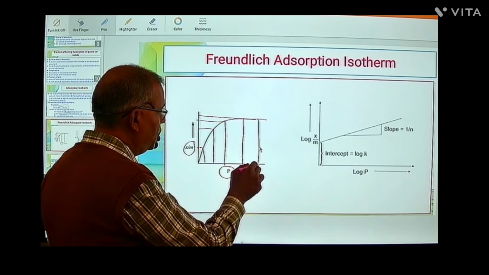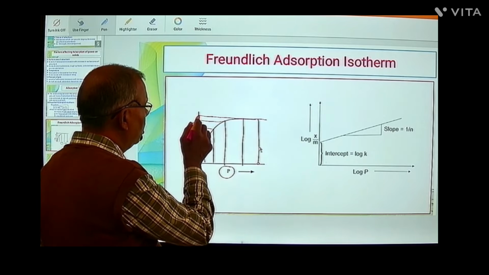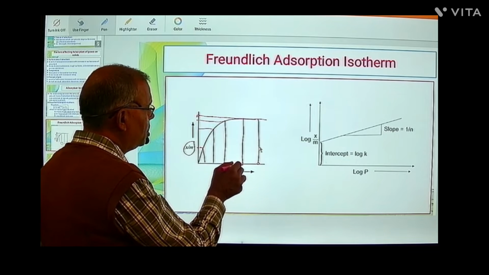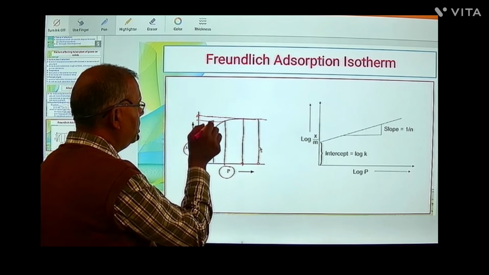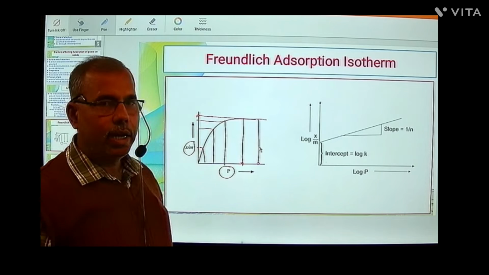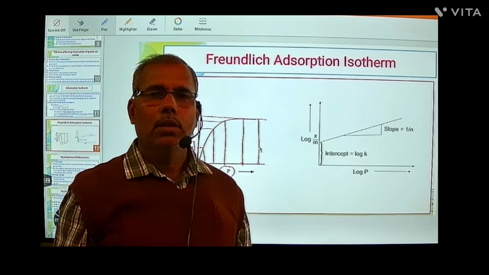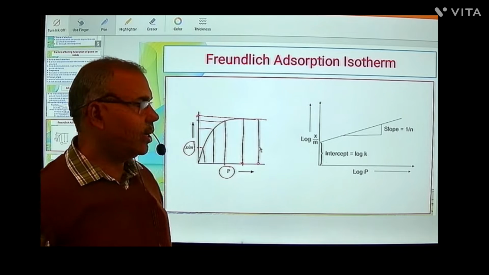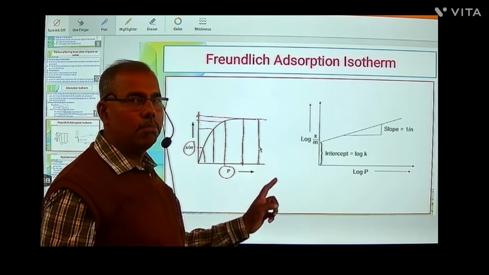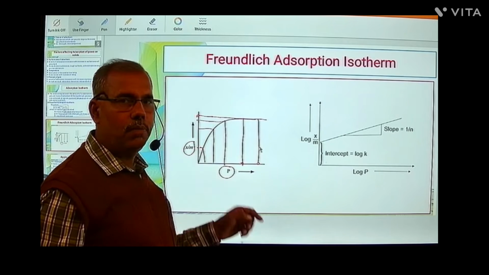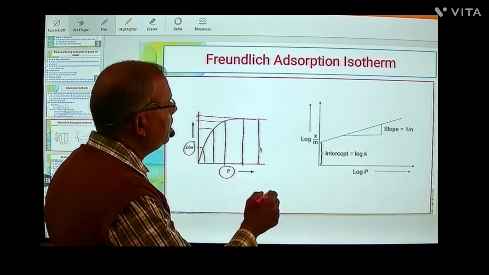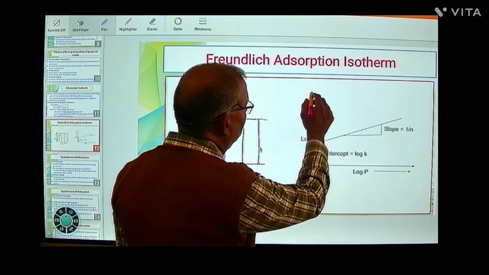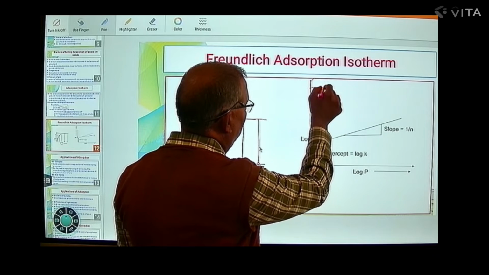Here at this high pressure also the value is same. Here at this pressure also the value is same. That means at high pressure the adsorption extent remains constant, it is unaffected. This is seen by this graph. It is the adsorption isotherm. This is called the Freundlich adsorption isotherm.